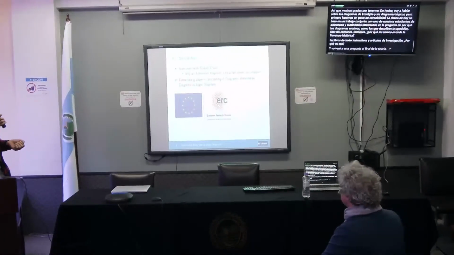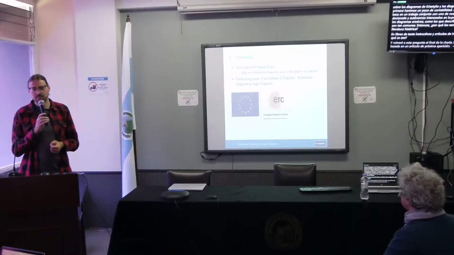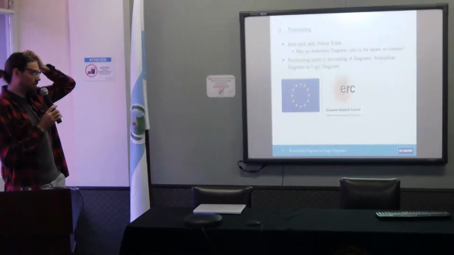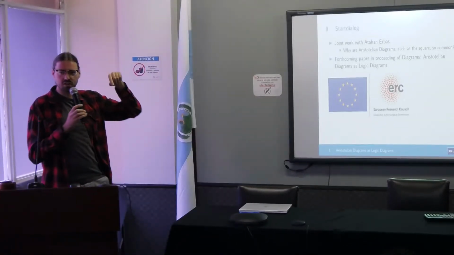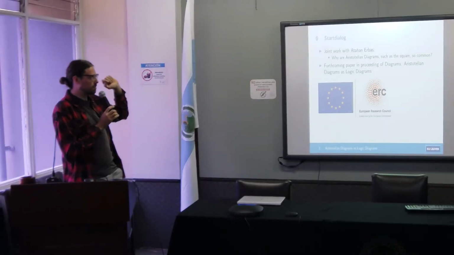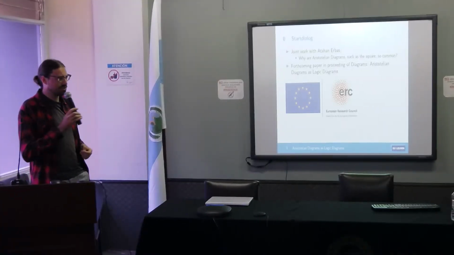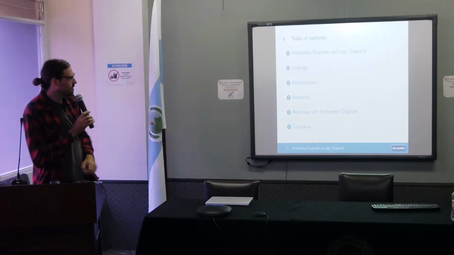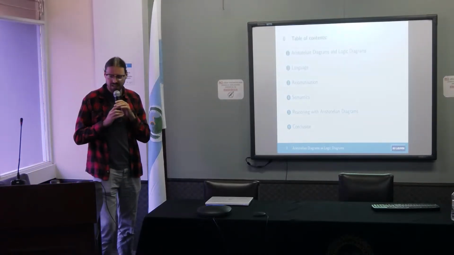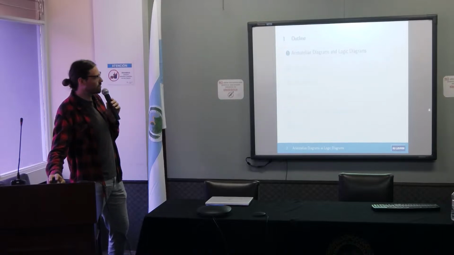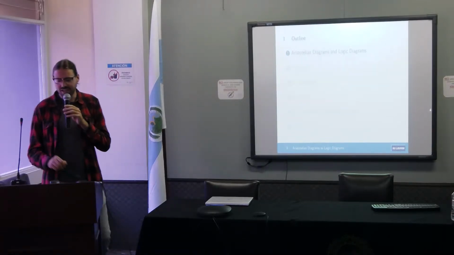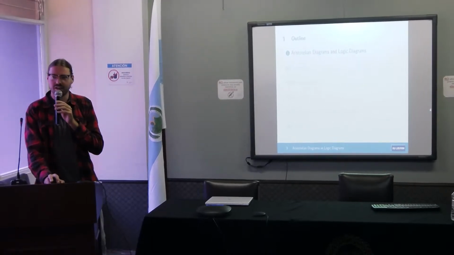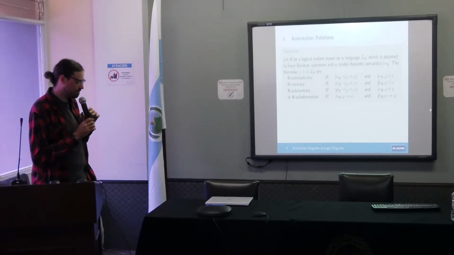The talk is based on a paper that's forthcoming. It will be published in the proceedings of the Diagrams Conference. It's also called Aristotelian Diagrams as Logic Diagrams. I just saw this morning that the paper has been published now, so if you're interested, you can look it up. All right, so much for bookkeeping. The first section of the talk is going to be Aristotelian diagrams and logic diagrams. What are those two things and how do they relate according to the literature?